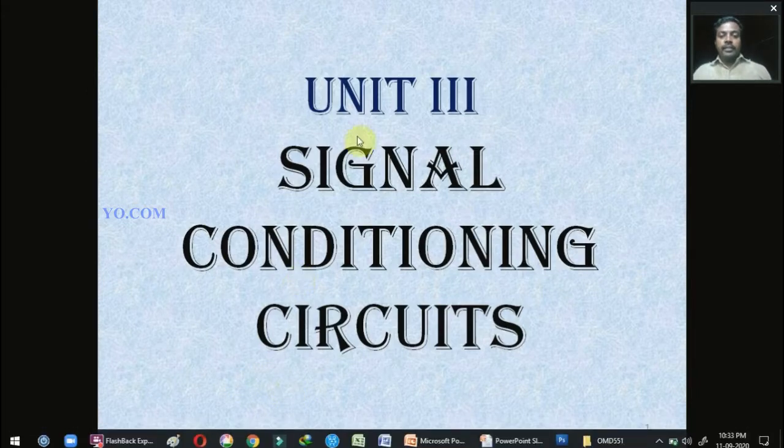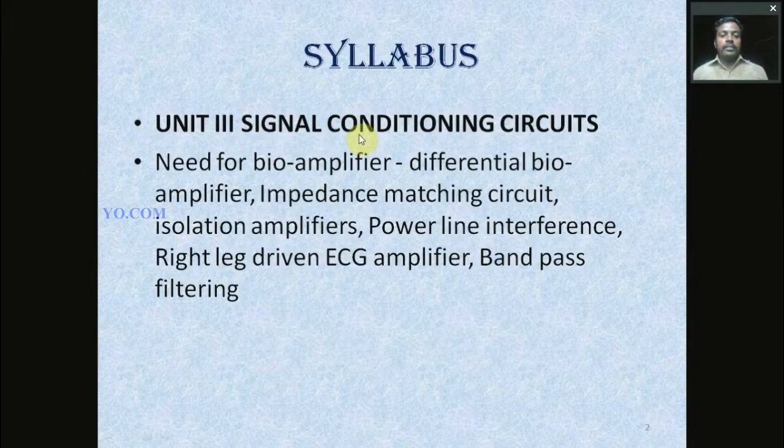The first topic of the unit is the need for bioamplifier. Before the first topic, we must know the syllabus clarification of unit 3. Unit 3 is fully based on the electronic circuits used in medical applications. The first topic is the need for bioamplifier. Then the second topic is differential bioamplifier.